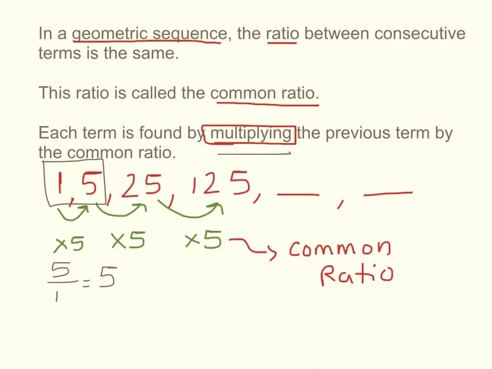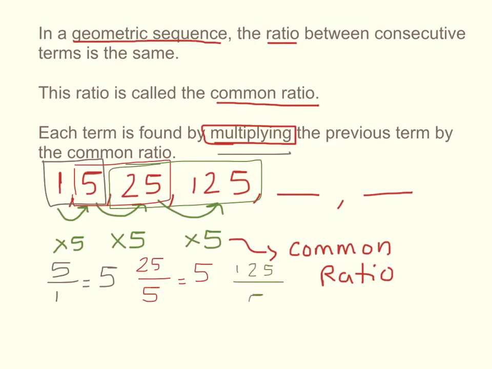So to make sure, we're going to divide the next two terms. So 25 over 5 equals 5. So we got 5 again. Let's do the next two. 125 divided by 5 equals 5 again. So it's safe to say that our common ratio is 5.